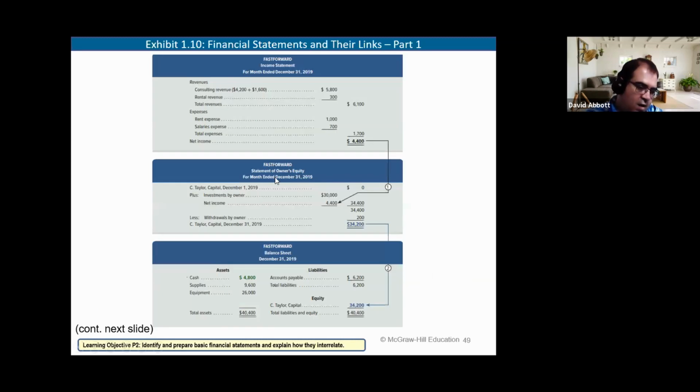And then we see here on this slide, we see examples of some of them. So we see in the top one here, we see an example of an income statement. And the income statement for FastForward includes revenues of $6,100 and expenses of $1,700. So they had a net income. Another way of saying that is they had a net profit of $4,400, which we see then flows down.